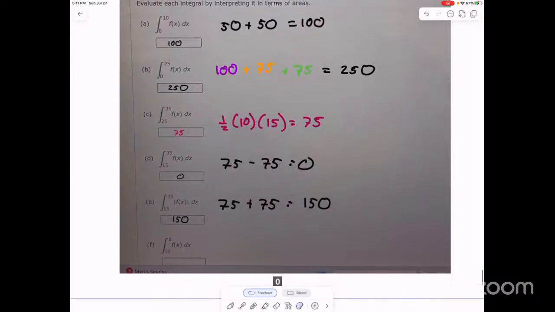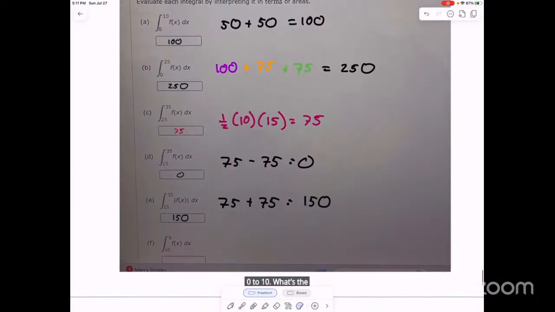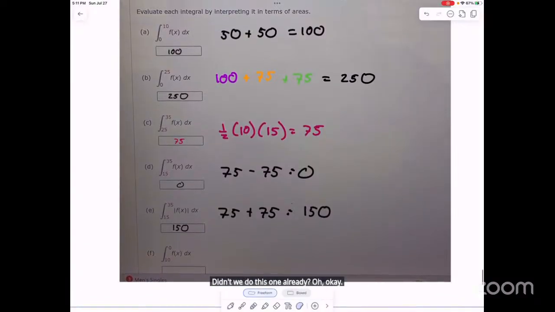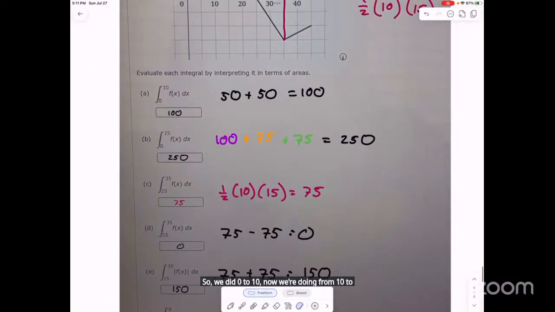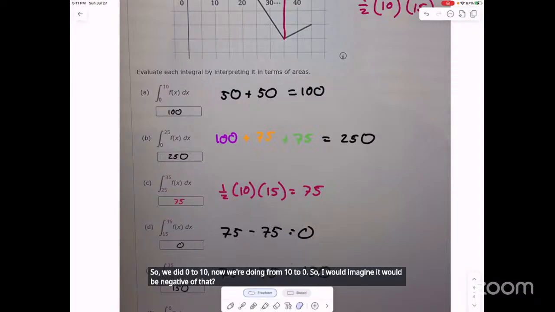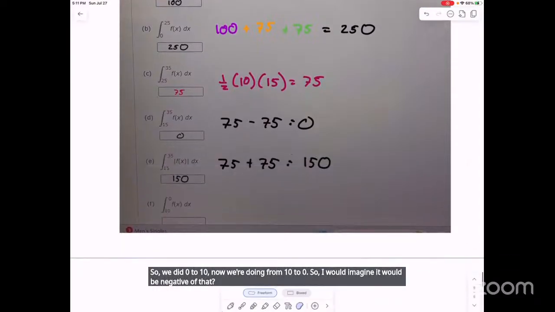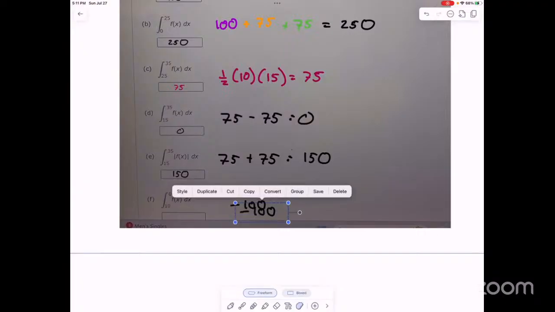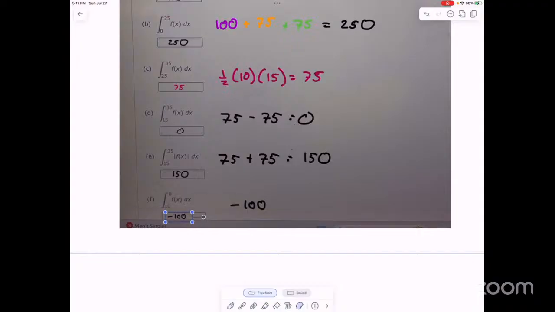0 to 10. What's the difference? Didn't we do this one already? Oh, okay. So we did 0 to 10. Now we're doing from 10 to 0. So I would imagine it would be negative of that. I would say negative 100.